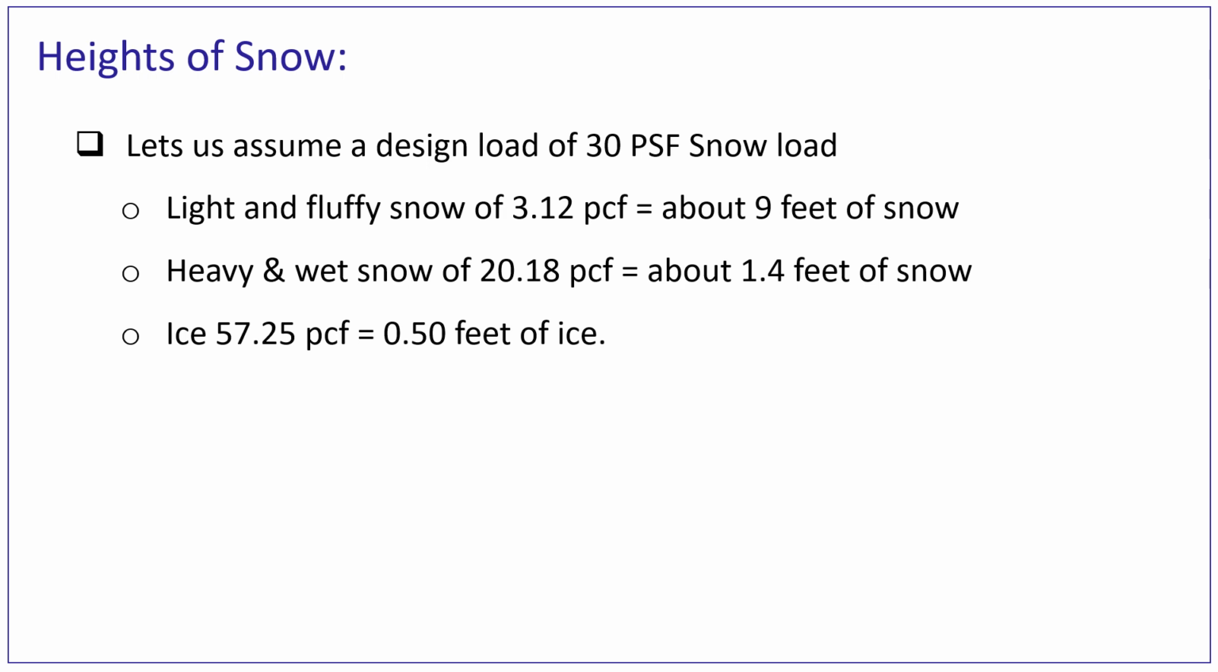If we assume a design load of 30 pounds per square foot was used, a light and fluffy snow could be as high as 9 feet before exceeding the design load. A heavy wet snow would only be 1.4 feet tall before hitting the design load. Keep in mind, if it's all ice, the height would be around 6 inches. Note, you will not know how heavy the snow is on your particular roof or how much ice is included. Also, you may not know of any possible construction defects that could affect the capacity of the structure.